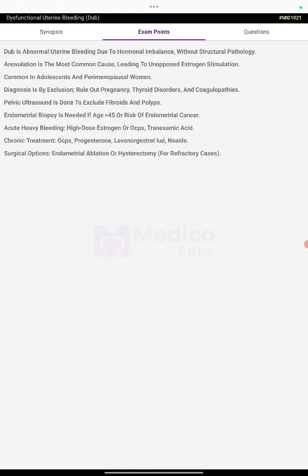DUB is abnormal uterine bleeding due to hormonal imbalance without structural pathology, and anovulation is the most common cause, leading to unopposed estrogen stimulation. Common in adolescence and in perimenopausal women. Diagnosis is by exclusion: rule out pregnancy, thyroid disorder and coagulopathy. Pelvic ultrasound is done to exclude fibroids and polyps.